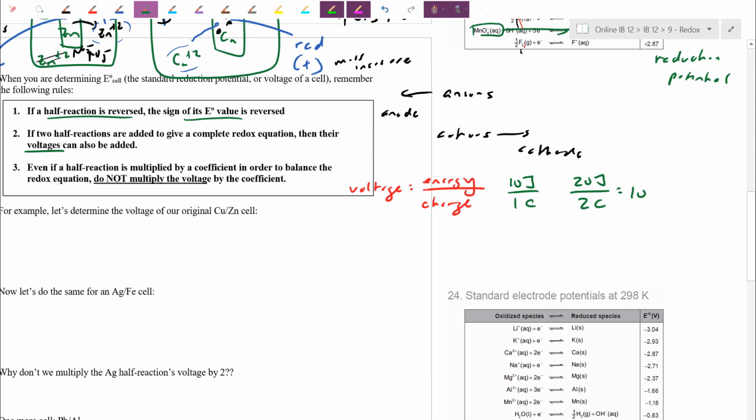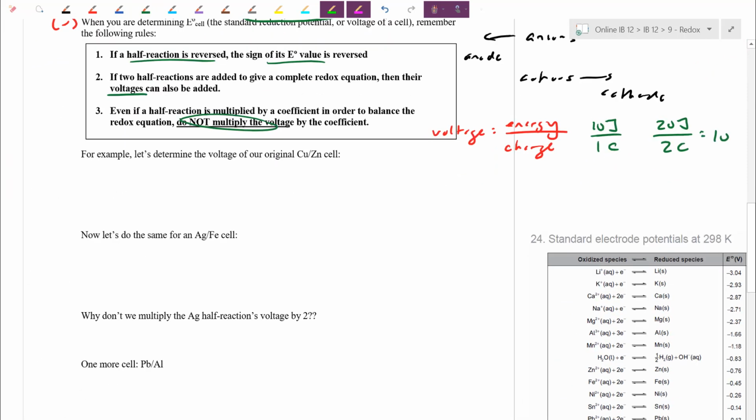Because this is already defined as per coulomb of charge, we don't end up scaling up the voltage. So just look out for that there. So I can finish this off here. We alluded to this last day as well.